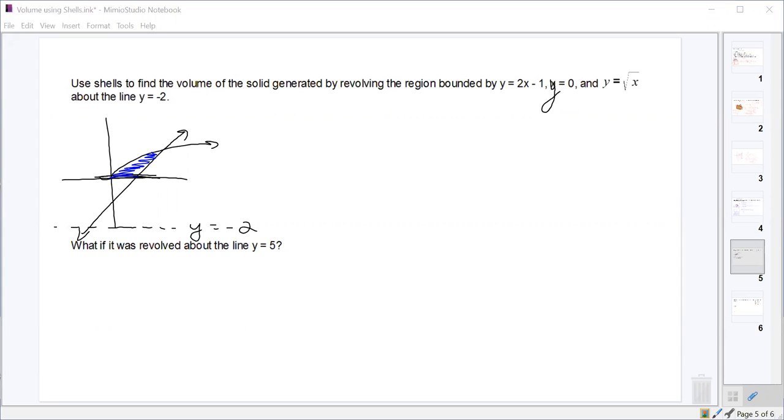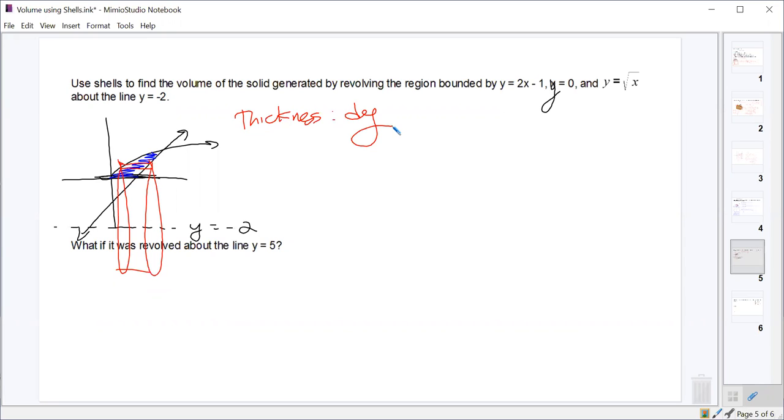So I sketched my graph. What's the second thing I should do? Take the rectangle. The rectangle should be parallel to the axis you're revolving around. There it is. And we've revolved it around, and we've made a really beautiful cylinder. That cylinder has a thickness of dy, because it's in the y direction.